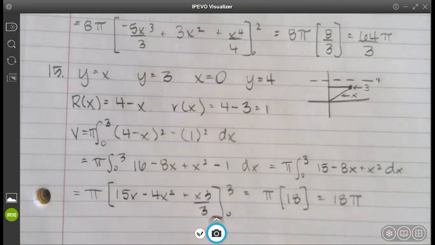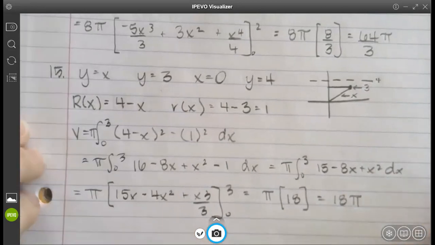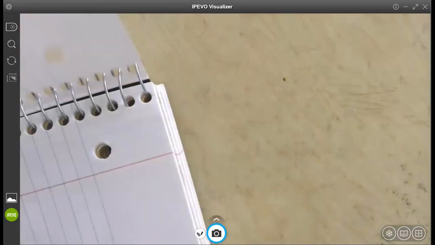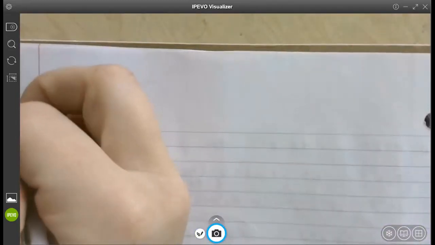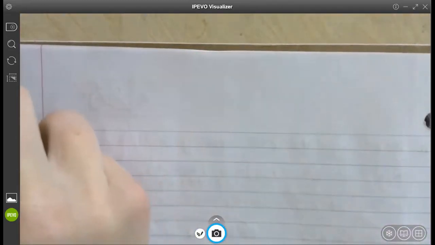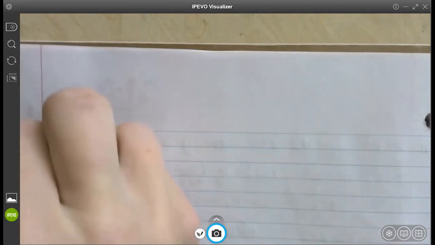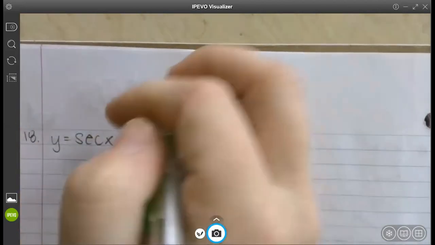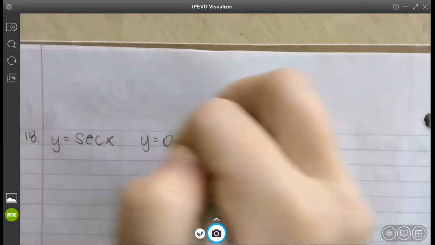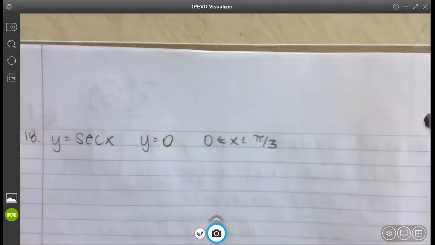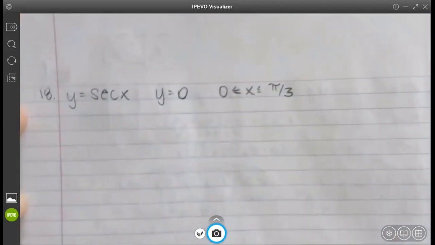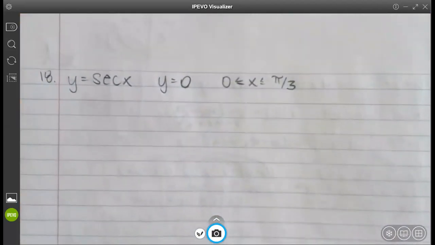So again, the hardest part about these is figuring out what your big R and your little r is. So hopefully you're starting to get that a little more. Any questions on 15? It's close. It's almost time. Then we had 18. And we had y, if you can't see it, I'll move it in just a second. Secant x, y equals 0. The good thing about these is they typically give you your values.